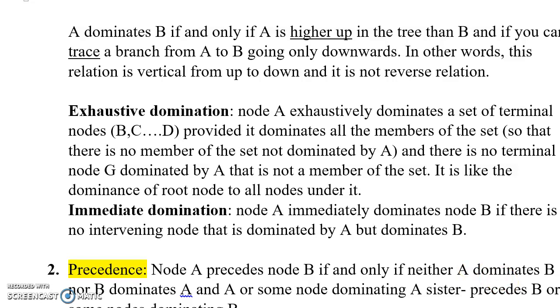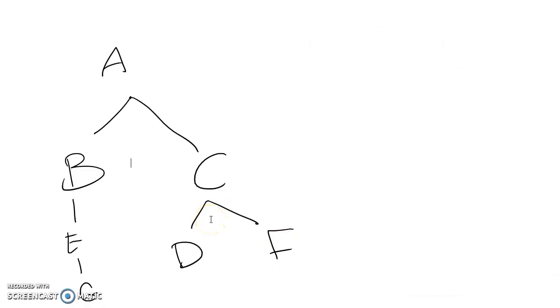Let's see some other examples within the same tree. We can say, for instance, B is the mother of E. So B exhaustively dominates E and G. In other words, B dominates its daughter and its grandson. C dominates F and D. In other words, it dominates its daughters here only.